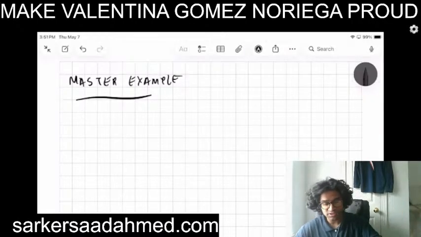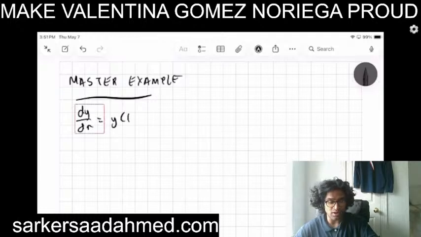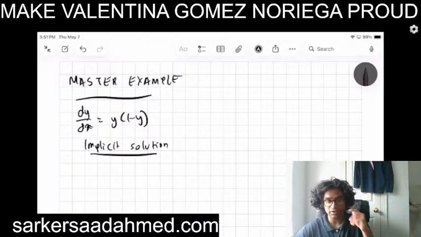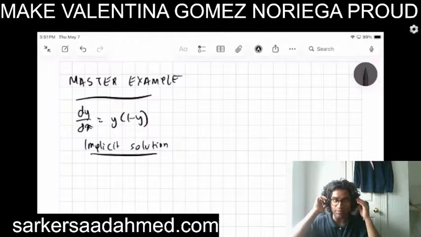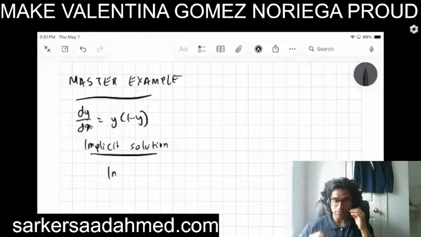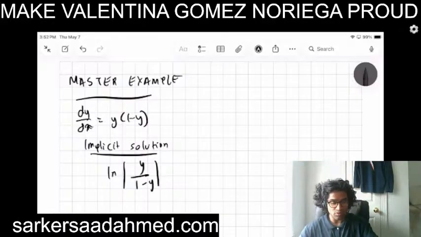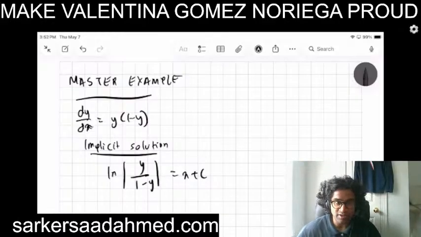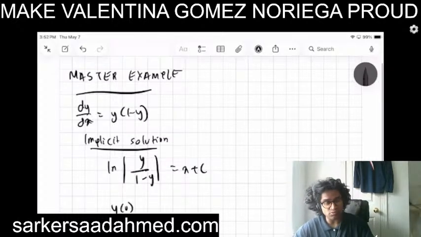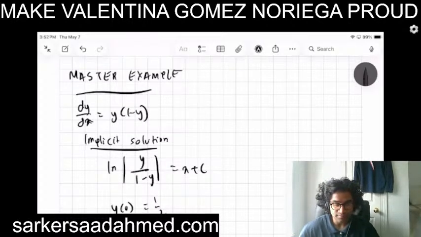So let's consider we have an equation. We have dy by dx is equal to y times (1 minus y). And we have an implicit solution, where I'm going to explain what these are. Don't worry about it. ln of y by (1 minus y) is equal to x plus c. We're going to explain all of it. And we have an initial condition y of 0 is equal to half. So let's begin.